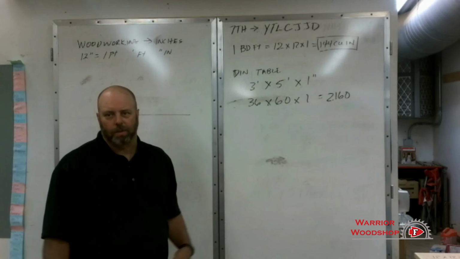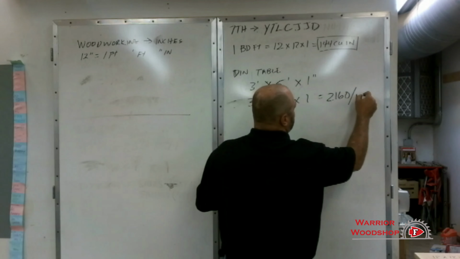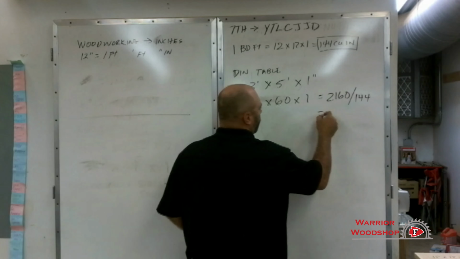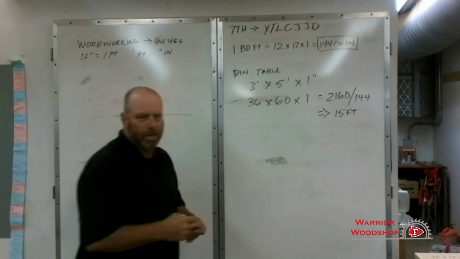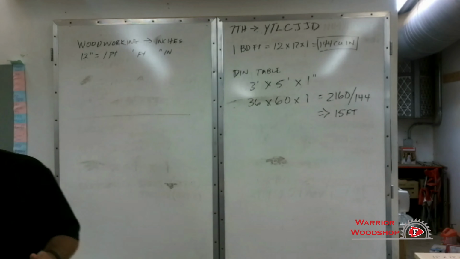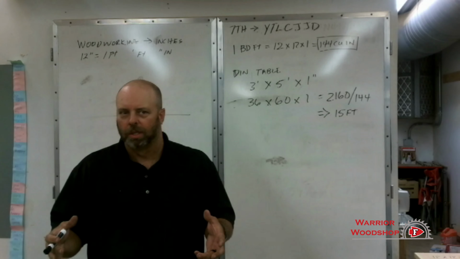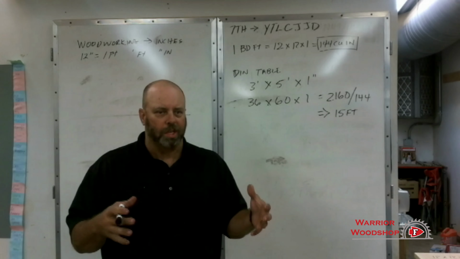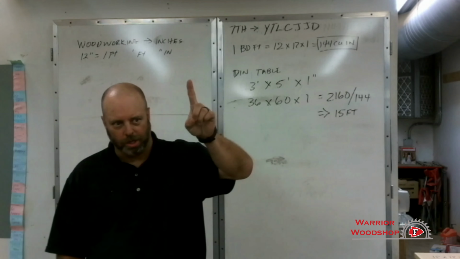How many board feet is that? What do we do now? Okay. Just take whatever you get, divided by 144, and from last class, I remember that's 15. Is that right? So a dining room table is going to take 15 board feet. That's also the same as 15 square feet, because it's 1 inch thick.